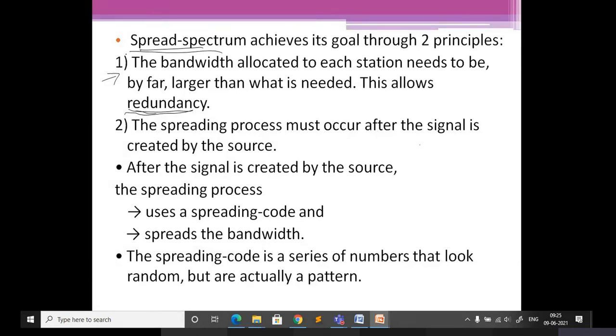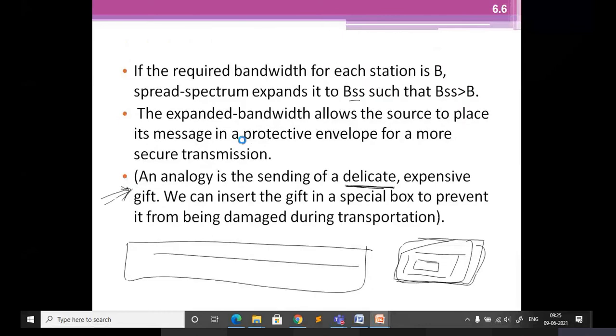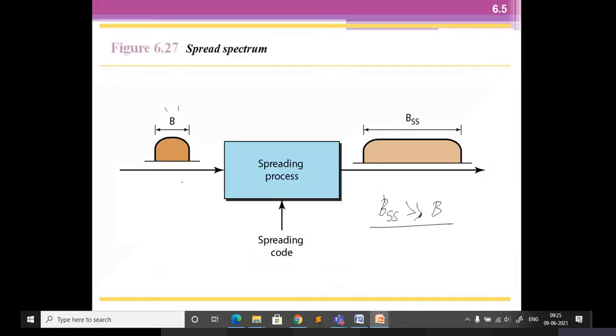The spreading process must occur after the signal is created by the source. This is the diagram. This is a signal, and from here you will get the signals. That should be passed through the spreading process, where the spreading of this particular signal is done, and you will get the output of a spread spectrum.